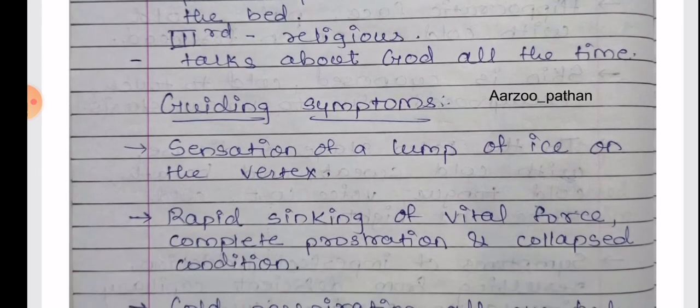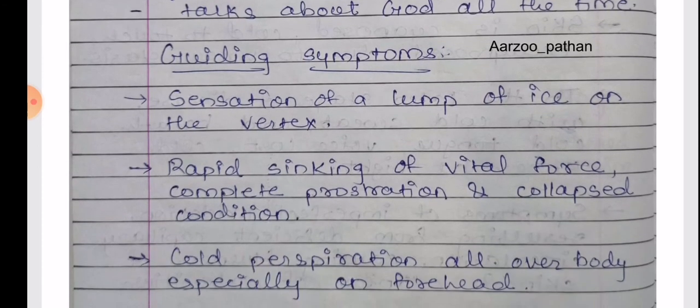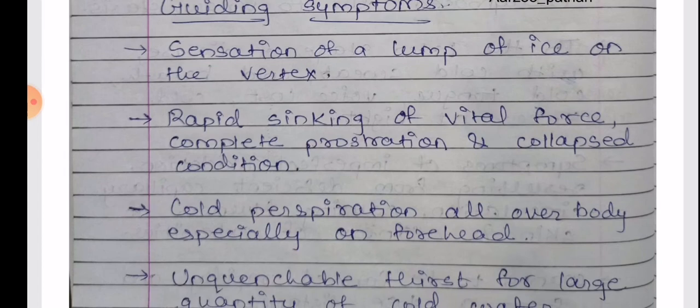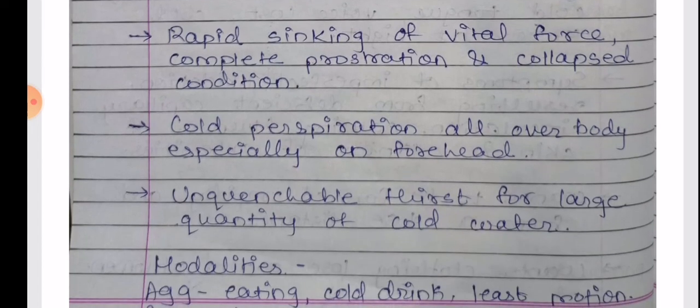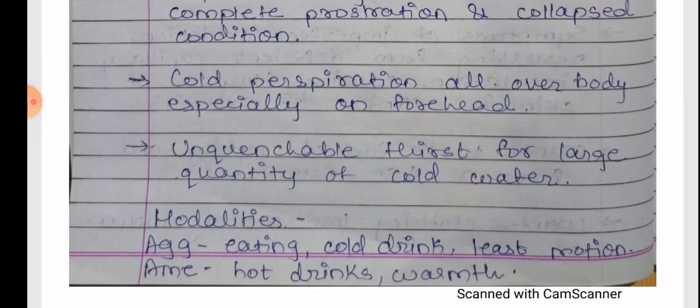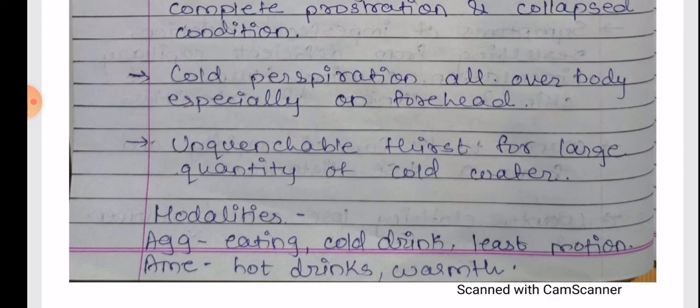Guiding symptoms of Veratrum: sensation of a lump of ice on the vertex. Rapid sinking of vital force. Complete prostration and collapse condition. Cold perspiration all over the body, especially on forehead. Unquenchable thirst for large quantities of cold water. Modalities include aggravating factors, which are eating, cold drinks, and least motion, and ameliorating factors are hot drinks and warmth.